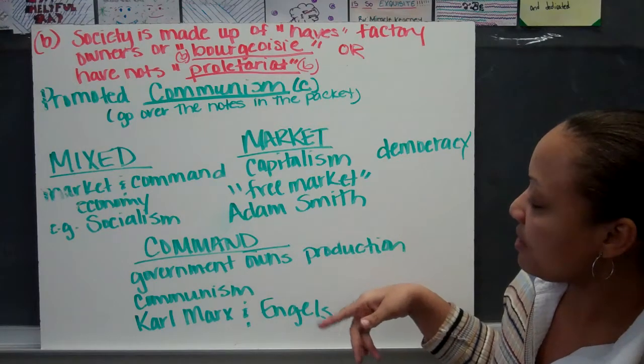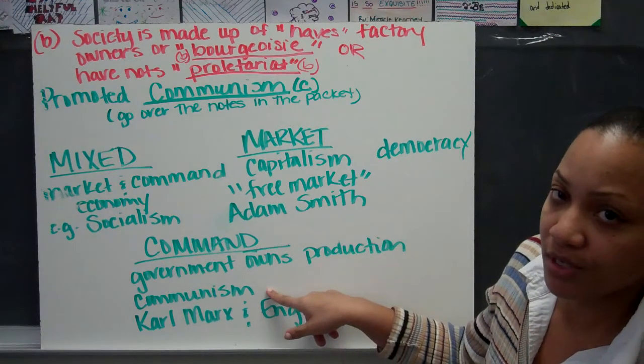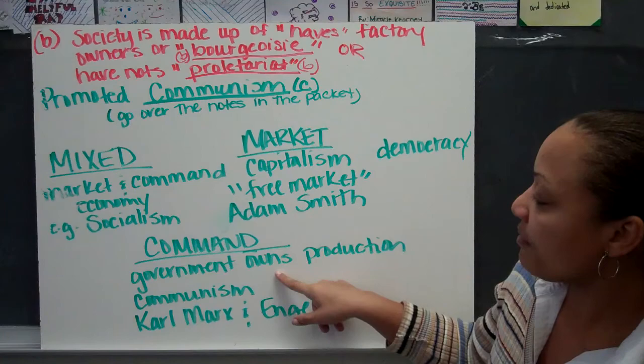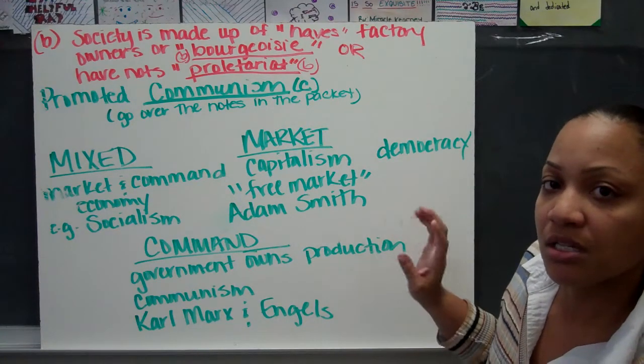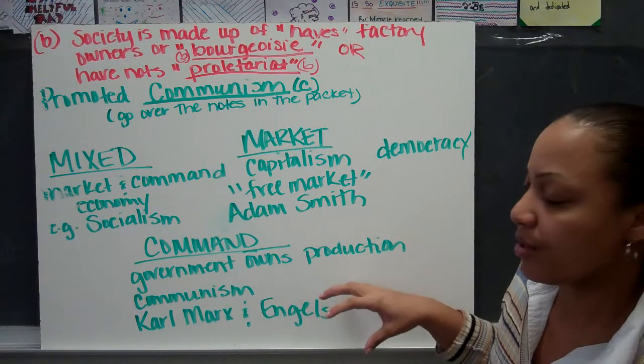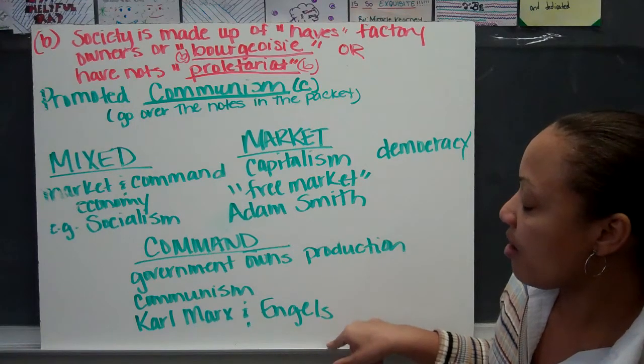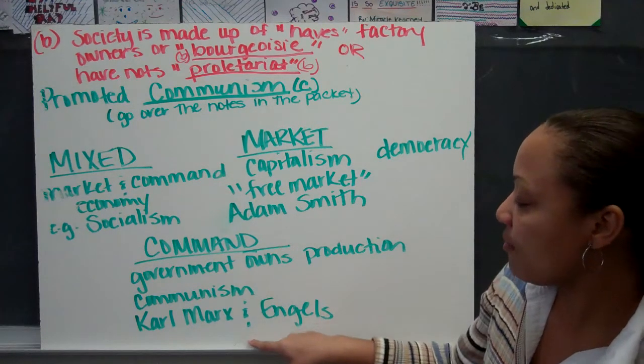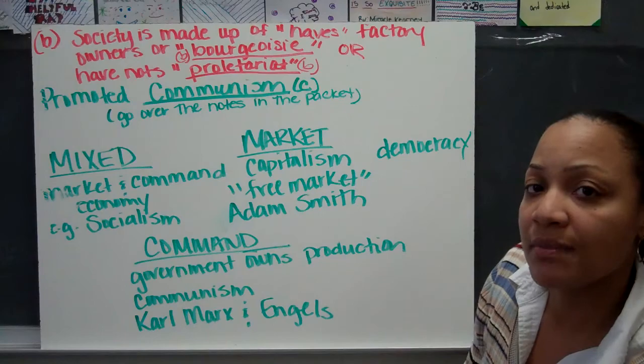Your command economy is going to be, the government form is going to be communism. And the government is going to own most of the production, is going to tell the individual what they need to produce, what they're going to be doing. And the main authors of this would be Karl Marx and Engels, and they wrote the Communist Manifesto.